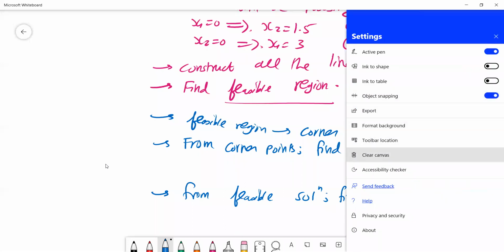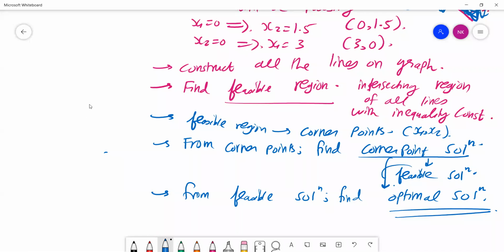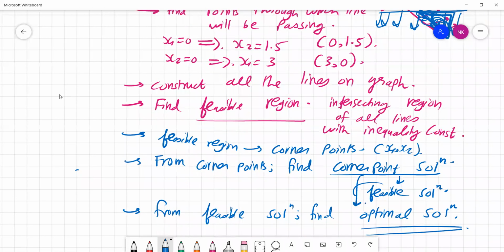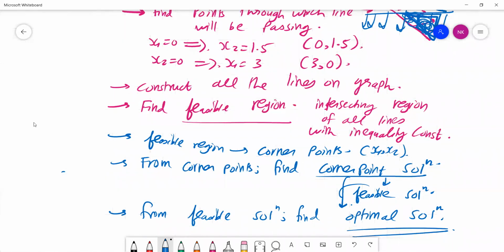Okay. So is this clear now, or any doubt in any of the steps? Yes, sir. Okay.